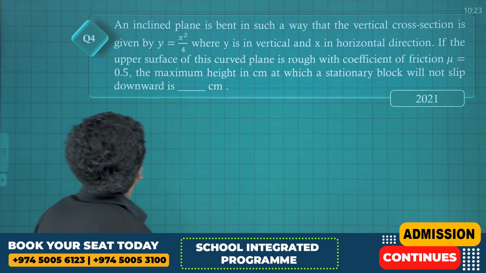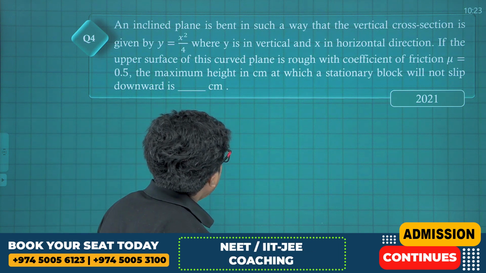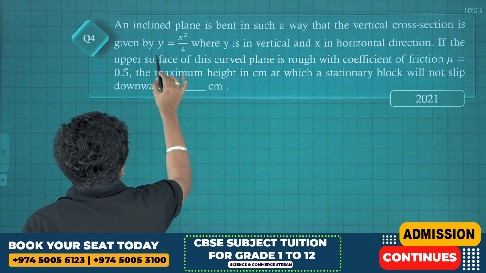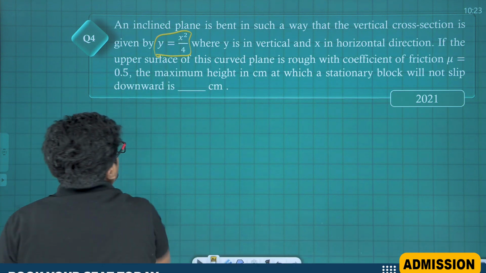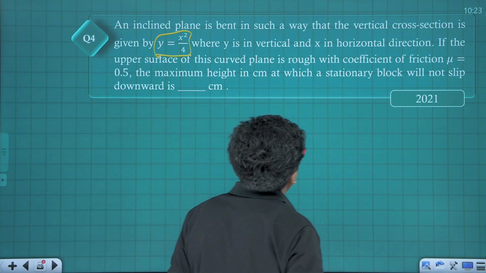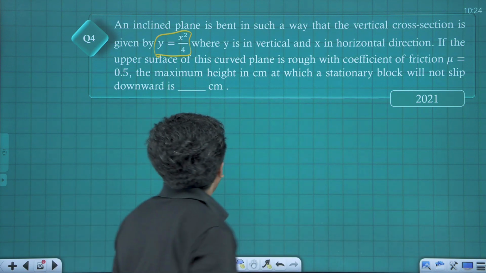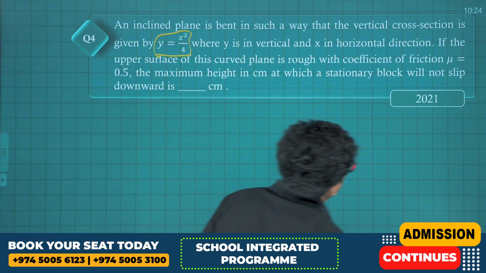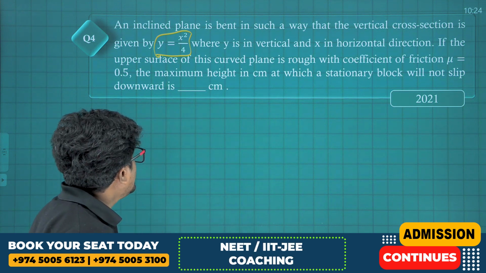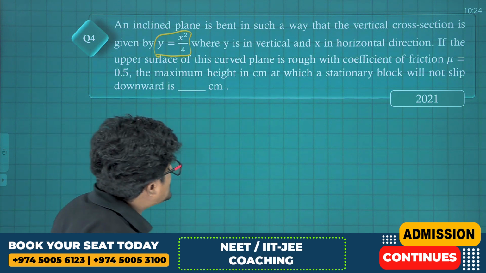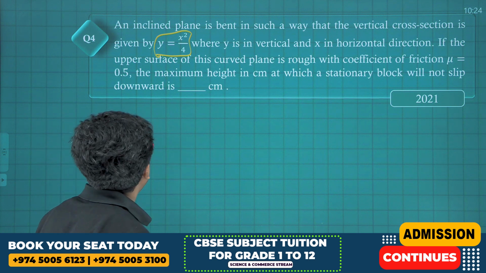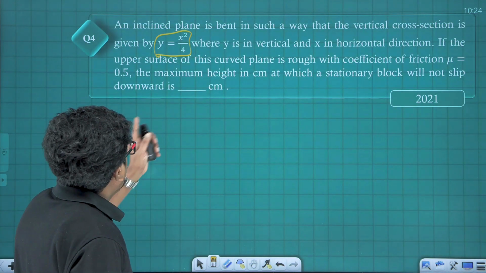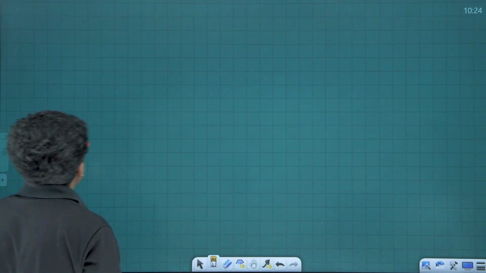Question says, an inclined plane is bent in such a way that the vertical cross section is given by y equal to x square by 4, where y is in the vertical and x is in the horizontal direction. If the upper surface of this curve is rough with a coefficient of friction equal to 0.5, then the maximum height in centimeter at which a stationary block will stop slipping downward is. That is the question.